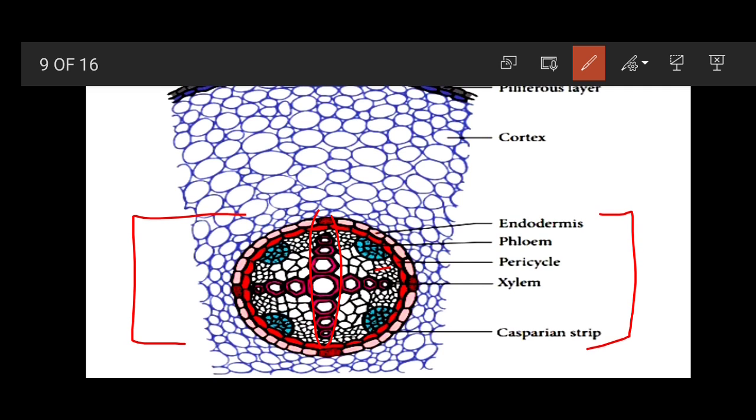4 units of xylem, protoxylem towards the periphery and metaxylem towards the center, so it is exarch. 4 units, that's why it is tetrarch. And phloem and the xylem are present on alternate radii, so they are radial.